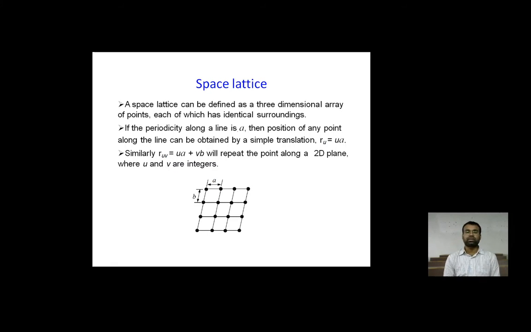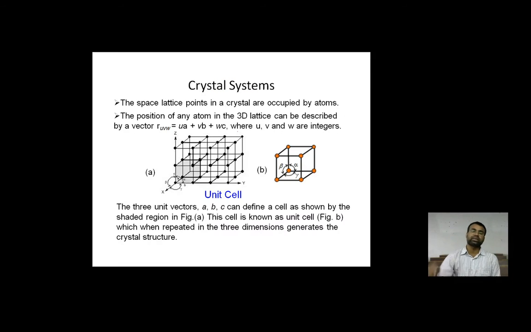And if the periodicity is along a line A, then the position of any point along the line can be obtained by a simple translation r_u, that is uA. Similarly, r_uv, that is uA plus vB, will represent a point along a 2D plane where u and v are integers. So how we are arranging the atoms is happening by that particular space lattice.